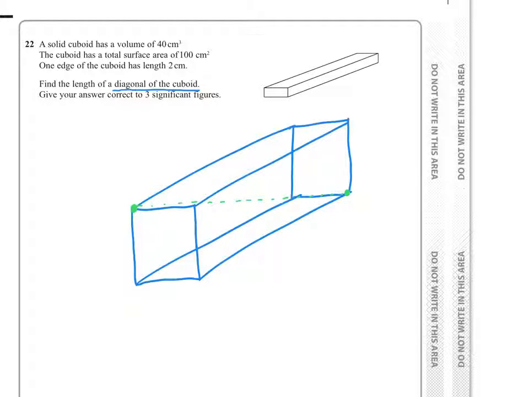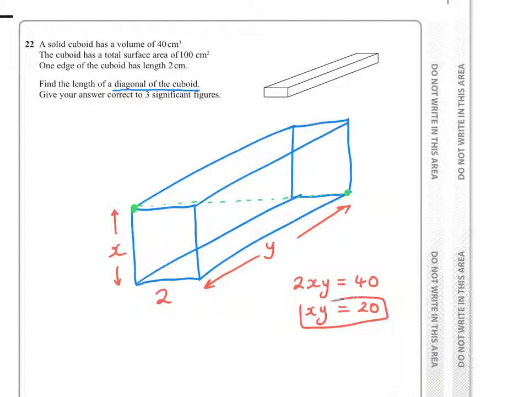So we're given that one of the lengths is 2 centimetres, so we'll call the other ones here x and y. Luckily we're given the volume, so we know that 2 times x times y is 40. So that means xy must be 20, so that's important. And we also know that the surface area is 100.